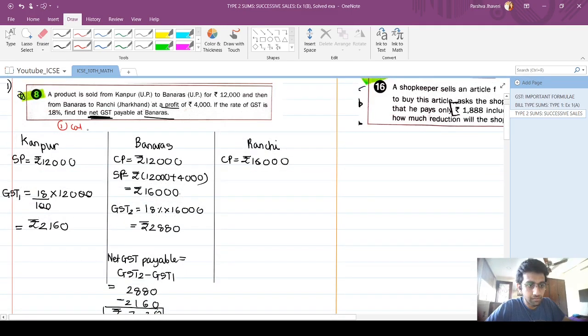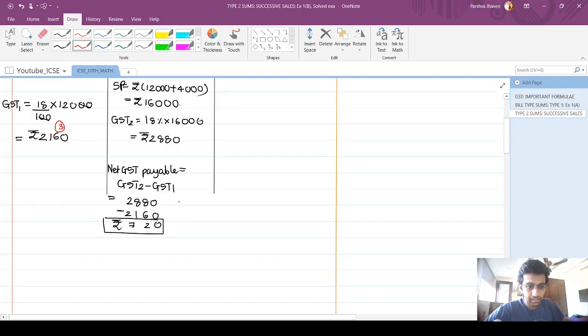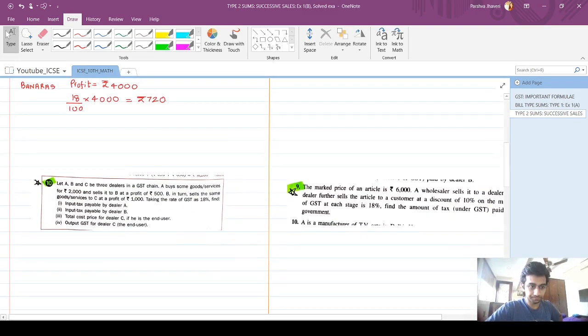So the first step is you make the columns. Second step is you write the selling prices. And third step is you calculate the individual GSTs. And then it's usually going to be GST2 minus GST1, or the right side minus the left side. And that will end up giving you your answer, which is down over here. Rupees 720 is your answer. Go on to the next one.